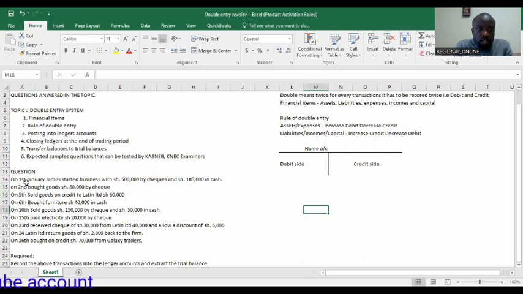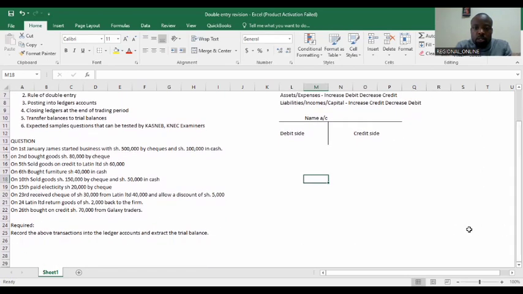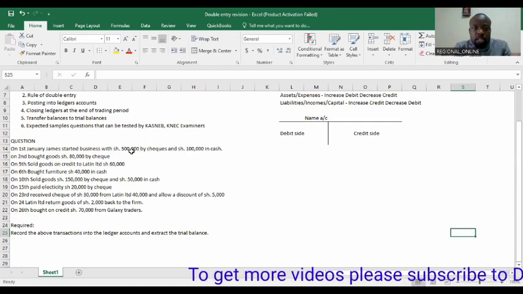So the first transaction says that on 1st January, James started a business with 500,000 by check and 100,000 in cash. For every transaction, every date, you record them on the same day, in the accounts you're supposed to open for that transaction. This person is starting a business, and if you are starting a business, the amount coming into your business is your capital. That capital can come in terms of check, which is the bank account, or in terms of cash.